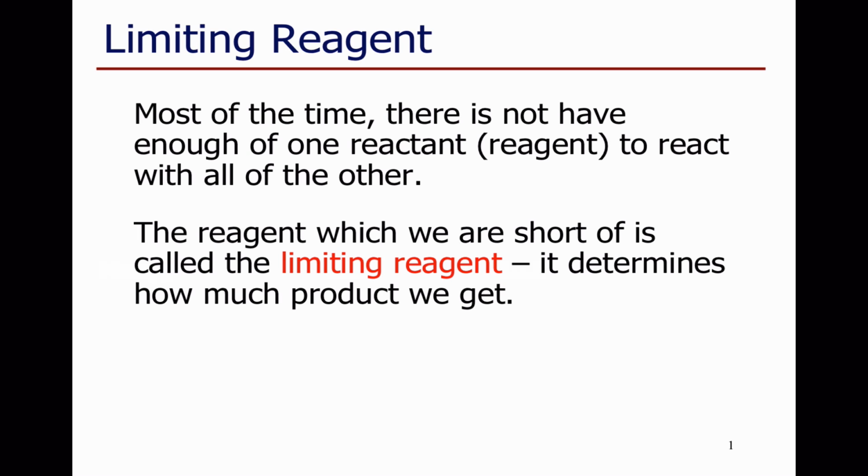Commonly when we carry out a reaction in the lab, or even if we watch one happen in the atmosphere or in our bodies, there's not enough of one of the reactants to react with all of the other reactants. One of the reactants runs out first. In this case we have a limiting reagent. The limiting reagent is the one that runs out first. It's the one that determines how much product we'll get.